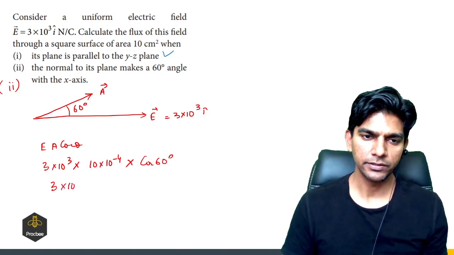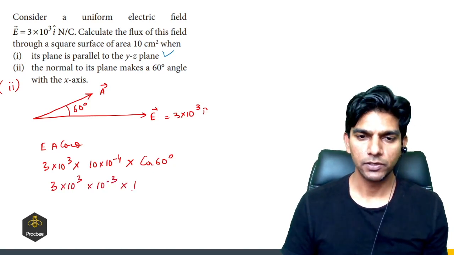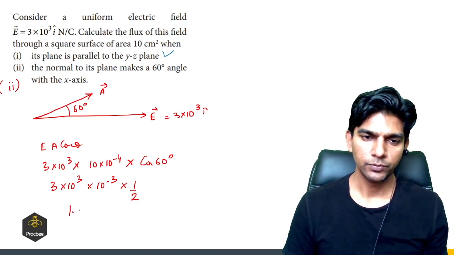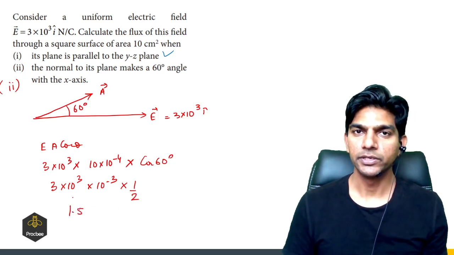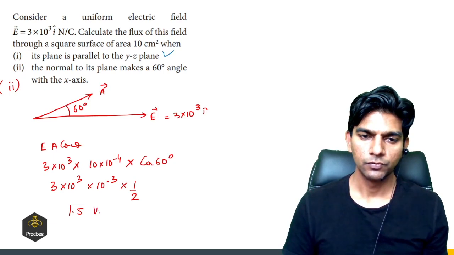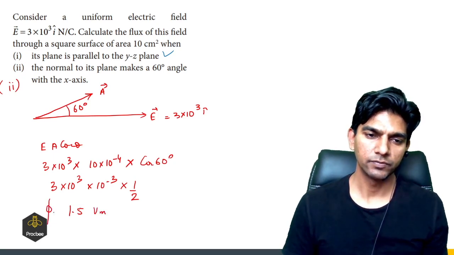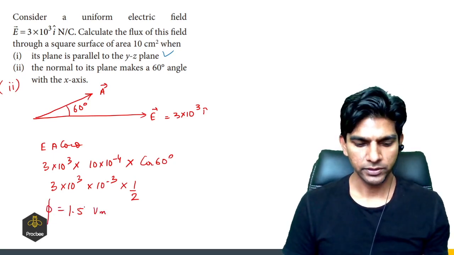So this will become 3 into 10 raised to power 3 into 10 raised to power minus 3. Cos 60 will be 1 by 2, so 1.5 will be the answer. This will be in volt meter. So that is the flux. I hope it is clear to you.